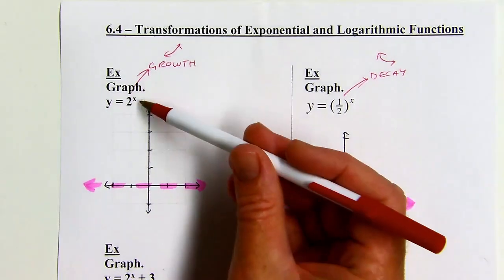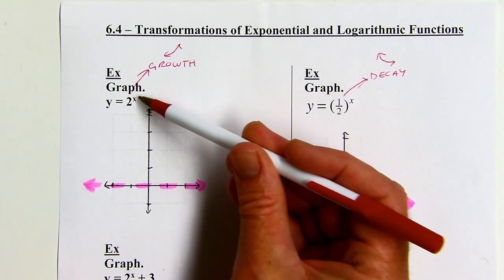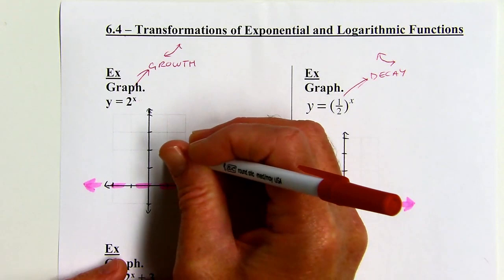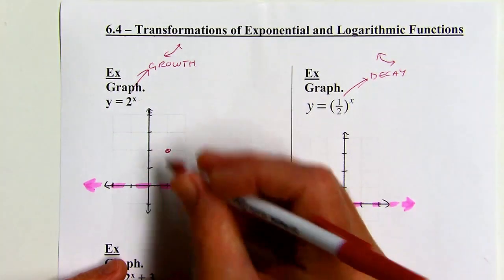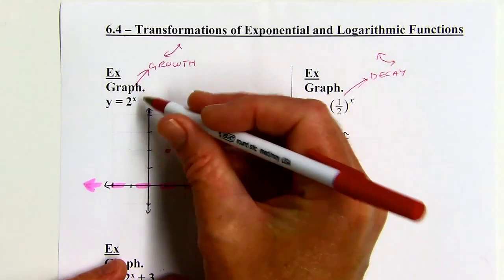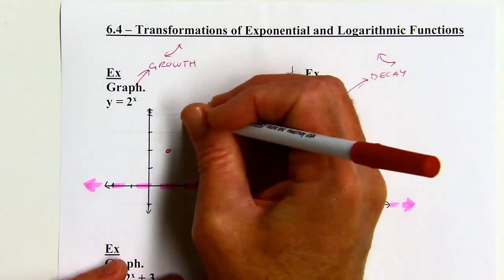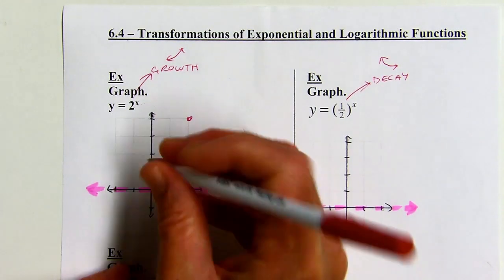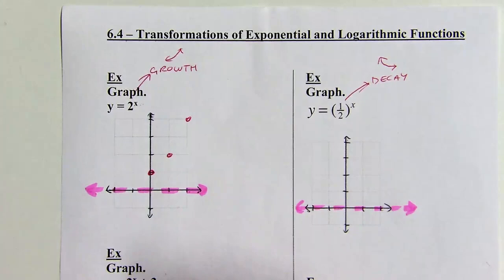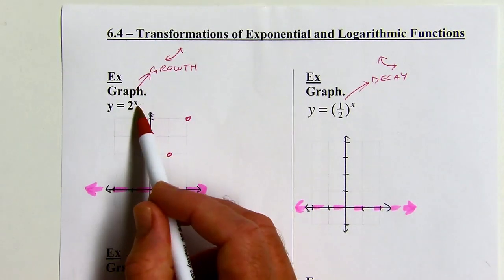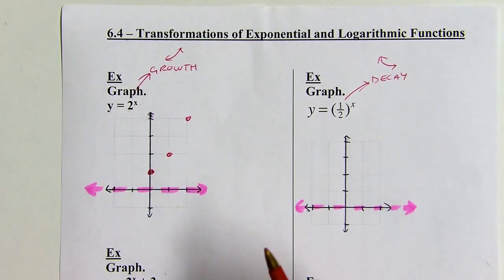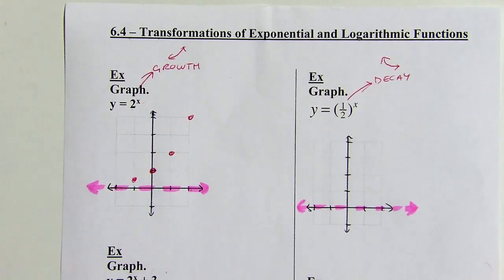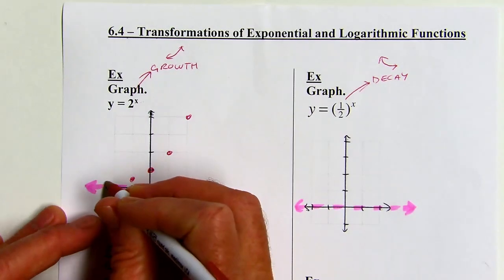If you plug in 1 for x, well, 2 to the first is 2. So the point (1, 2) would be on the graph. And then (2, 4) would be on the graph as well, right? Because if x equals 2, 2 to the second is 4. If you plug in 0 for x, 2 to the 0th is 1. And if you plug in negative 1, well, 2 to the negative first is 1 over 2 to the first, so 1/2.